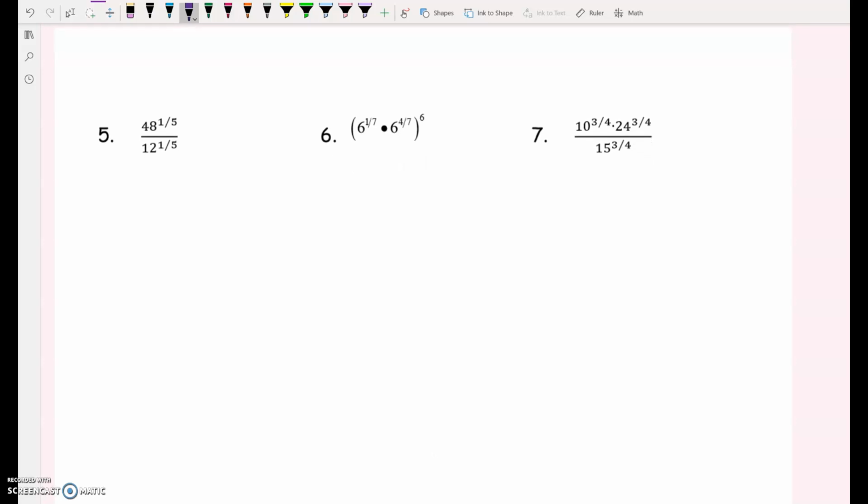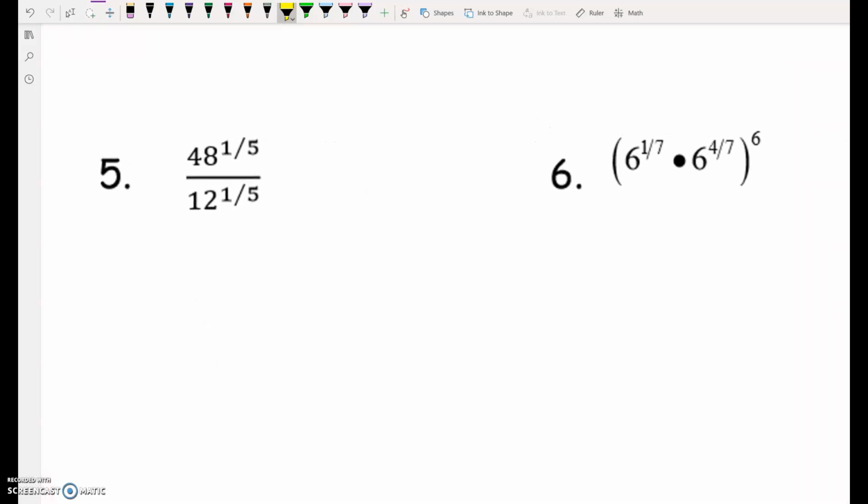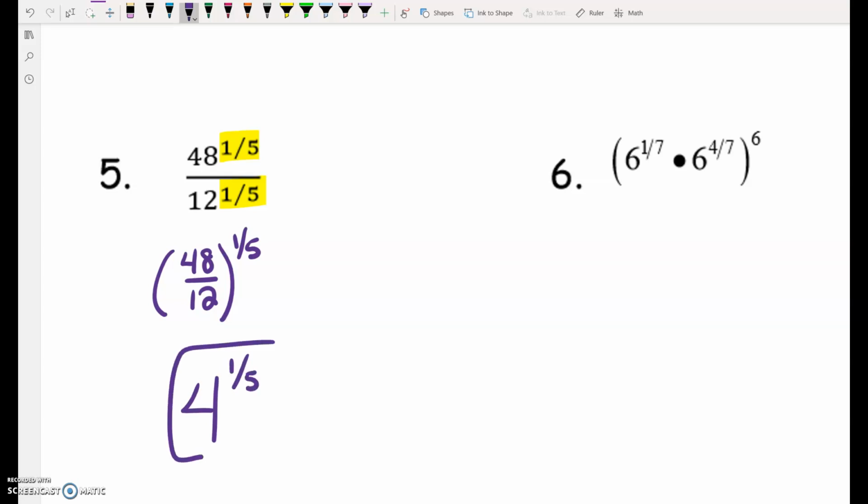Number 5 and number 7 are that same type of problem. In number 5, 48 and 12 are not the same number, so we can't subtract the exponents. But you might notice that the exponents are the same number. If the exponents are the same, you can stick the division problem inside the parentheses and put the exponent outside. Because if I gave you 48 over 12 raised to the 1/5, you would rewrite it as 48 to the 1/5 over 12 to the 1/5. So we're just using that property backwards. We can then do 48 divided by 12 in our calculators. This is 4 raised to the 1/5.